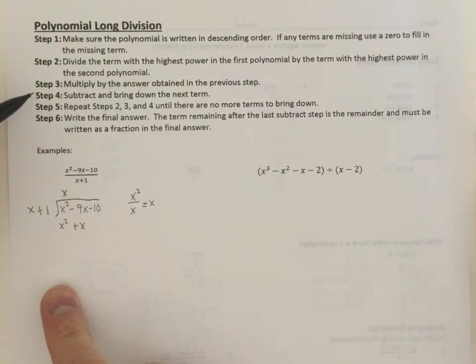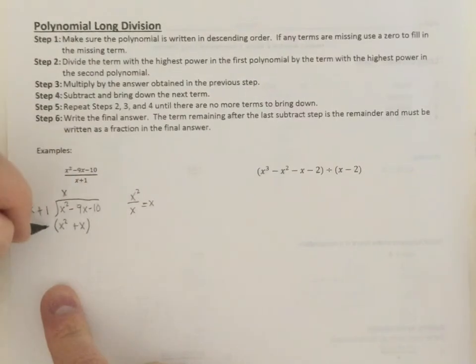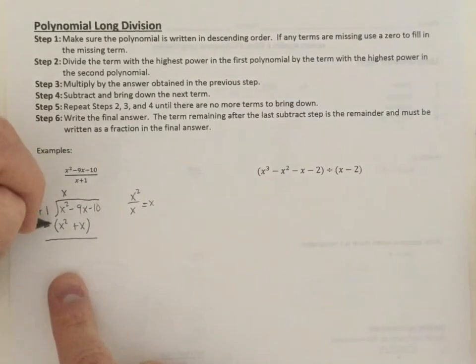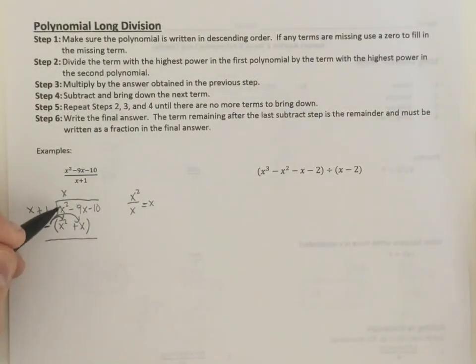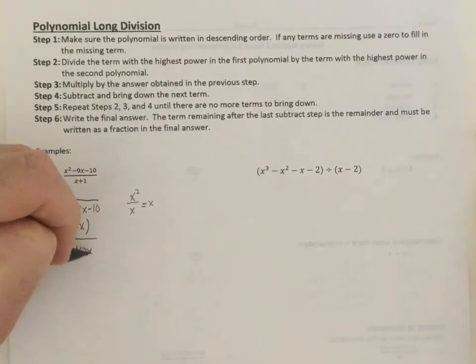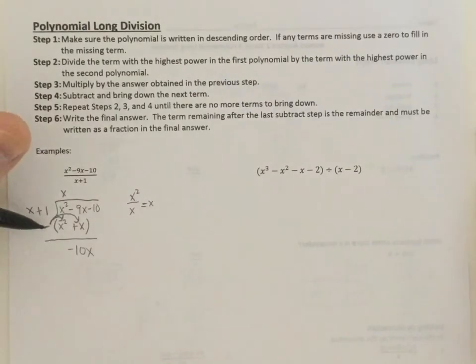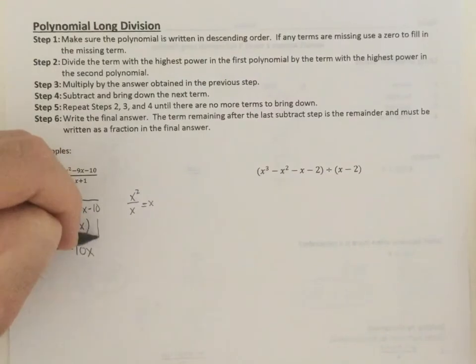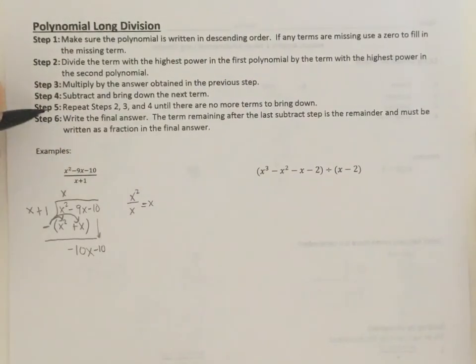Step 4 is to subtract and bring down the next term. This is where it gets a little tricky because you are subtracting the entire quantity. So I put a minus, and I always use parentheses because when I subtract that entire quantity, that negative has to distribute through. So I'm really doing x squared minus x squared, so those cancel out. And then negative 9x minus x, which would be minus 10x. Again, I distribute that negative sign through to both terms. And then I bring down the negative 10 here, and I repeat my steps again.